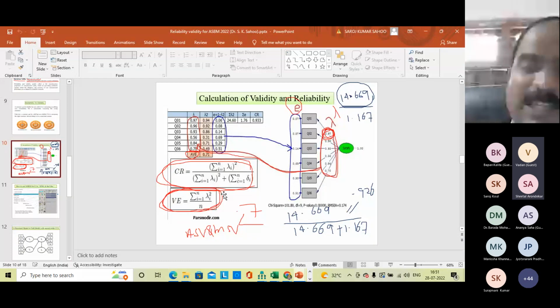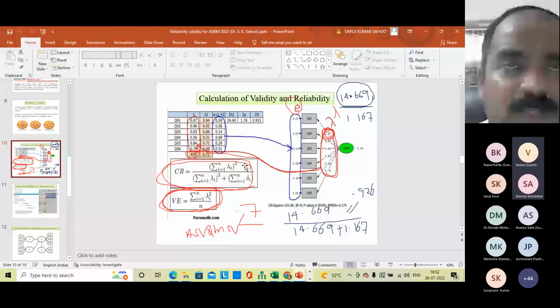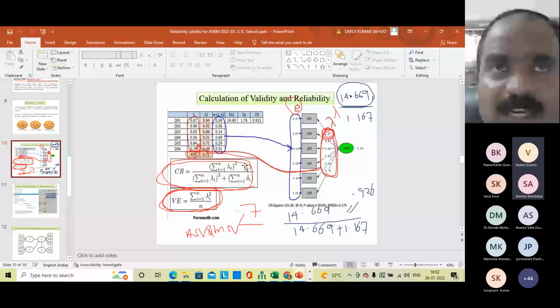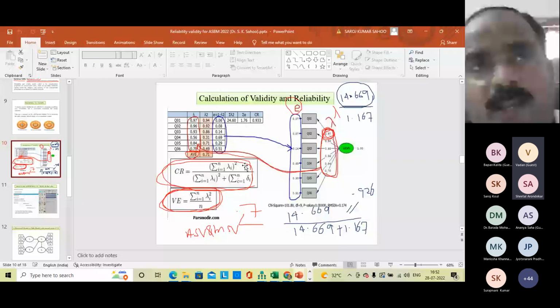Respective from every indicator. Look at the table, simple table in my PPT is visible. The error means 1 minus lambda. That means a respective indicator's regression weight you need to deduct from 1. That is error. Likewise, from every respective indicator's regression weight, you need to deduct from 1 and add the sum. Done. So you need to sum the lambda, then square. That value put in the numerator, the same value put in the denominator, plus in the denominator you put the sum of error values. Now you will get the CR.